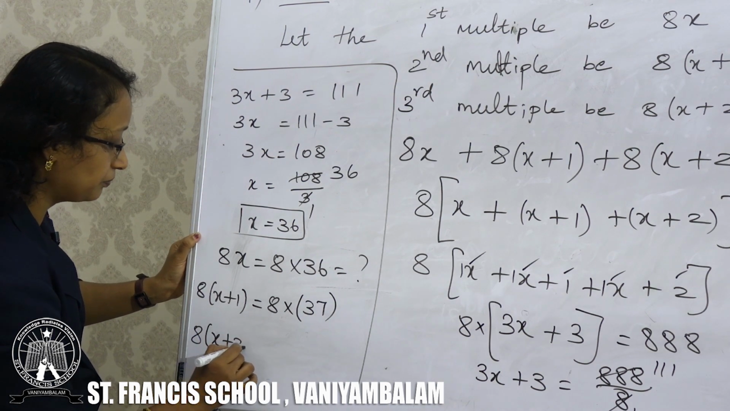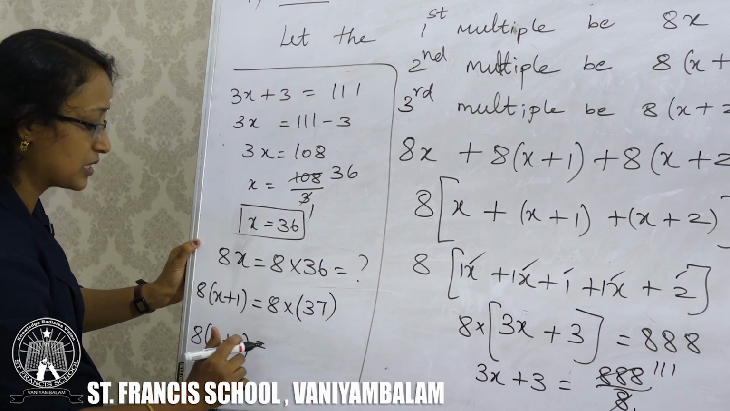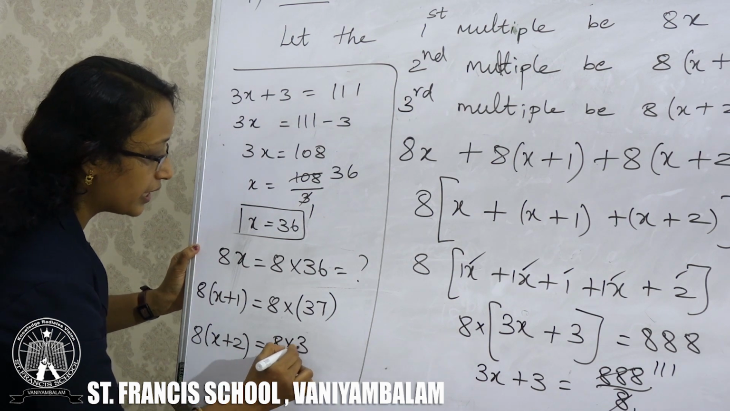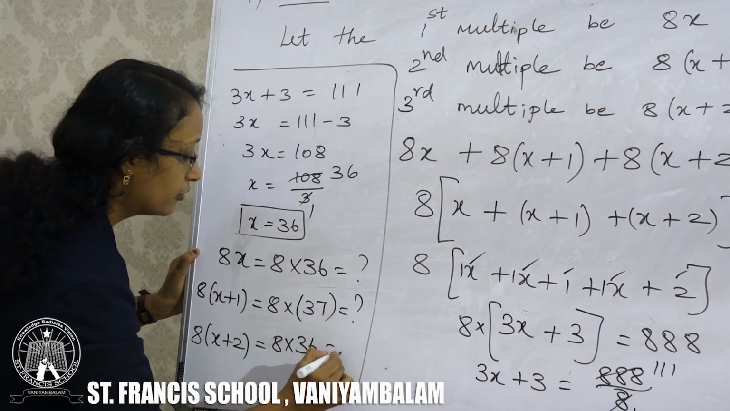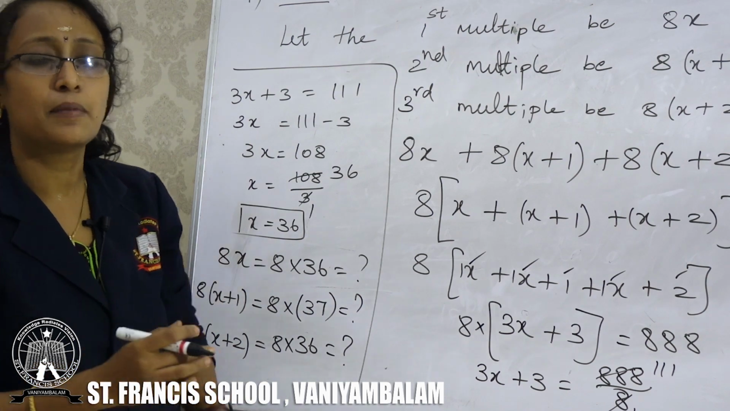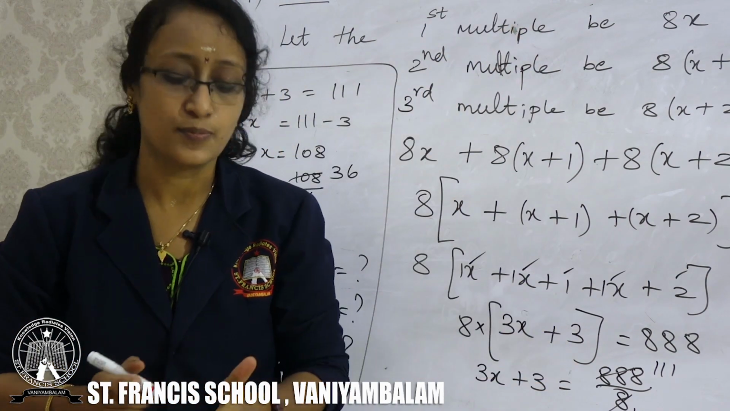Next, 36 plus 2 is 38. Find the answer. Three multiples. This is how you will do this problem.